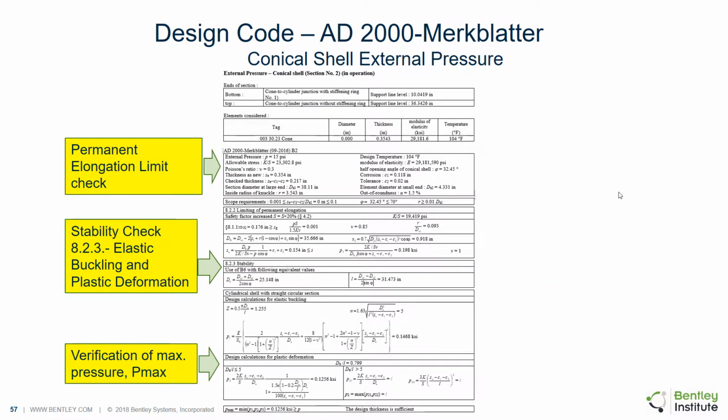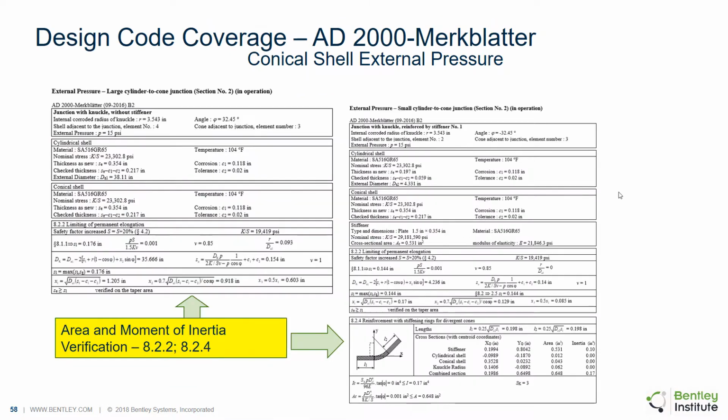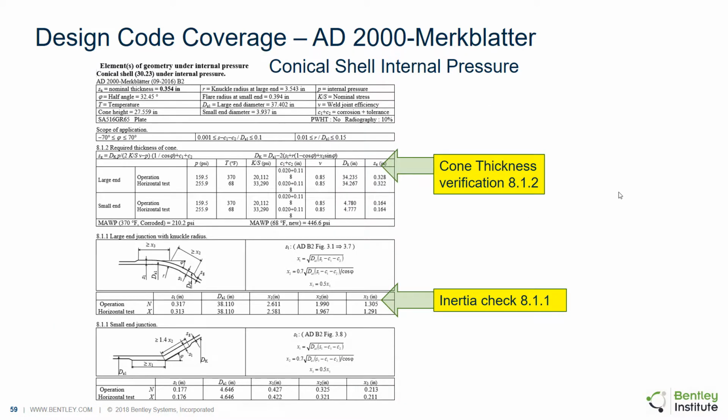The conical shell external pressure calculations consist of permanent elongation limit check as per 8.2.2, stability check using 8.2.3 by elastic buckling and plastic deformation analysis, and finally verification of max pressure. For the external pressure calculations, the usual large and small end conical junction area and inertia verifications are performed using 8.2.2 and 8.2.4. The conical shell internal pressure calculations consist of cone thickness verification as per 8.1.2 and inertia verifications as per 8.1.1.